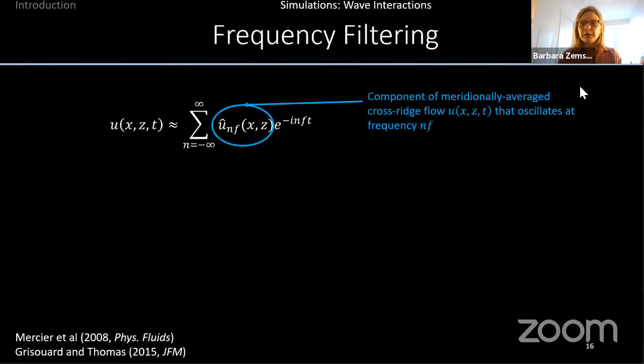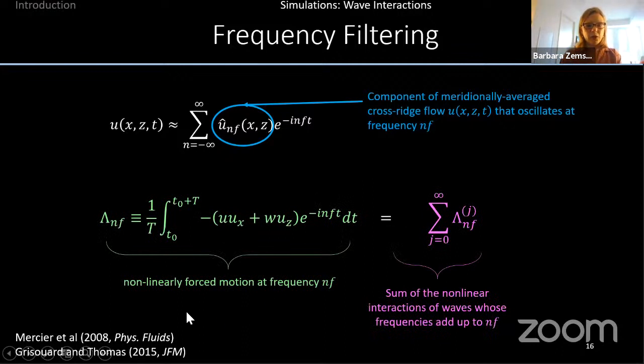And so finally, now we want to look at where these inertial waves originate from, and we can do this through frequency filtering. So we look at the components of the meridional average cross-ridge flow that oscillates at different frequencies, and then we can also look at the nonlinearly forced motions at frequency n f, which are the sum of the nonlinear interactions of waves whose frequencies add up to n f. And in particular, we're going to look at the inertial frequency f. And what this will tell us is the regions where nonlinearly forced motions, whether they're resonant or non-resonant, can actually trigger these inertial motions.